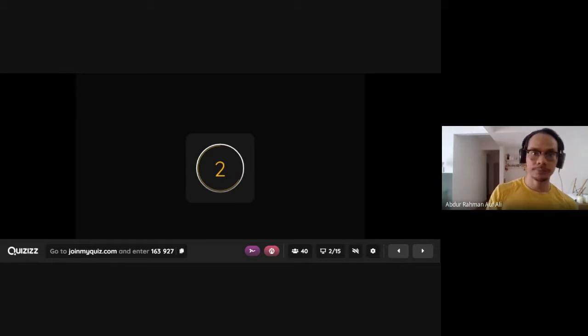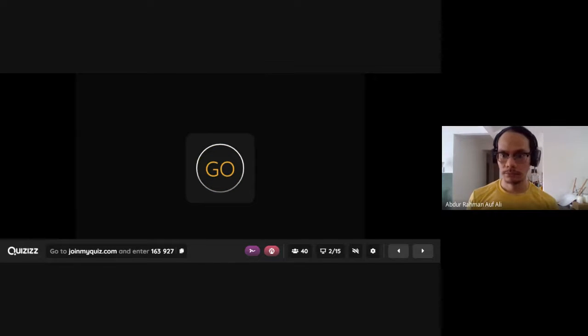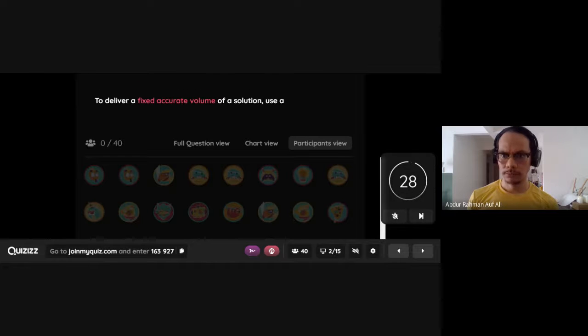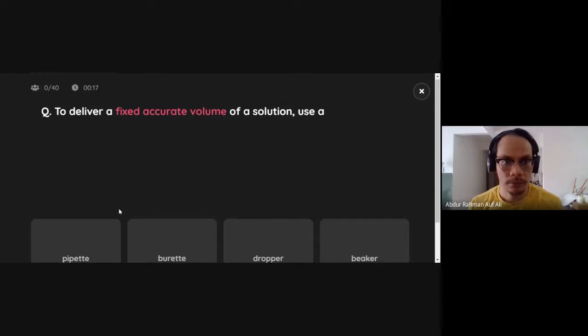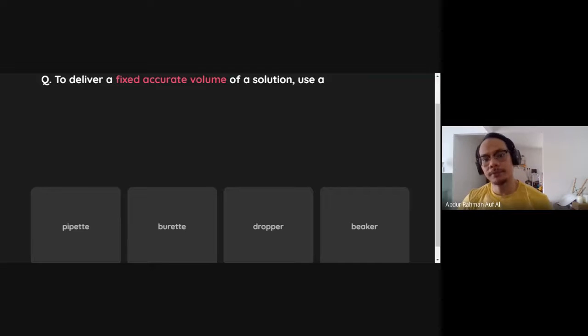Next one. To deliver a fixed accurate volume of a solution, use a what? Four options here: pipette, burette, dropper, or beaker. Deliver in this case, kamu nak transfer from one glassware into another. Tapi we want to do it in accurate measured volume.